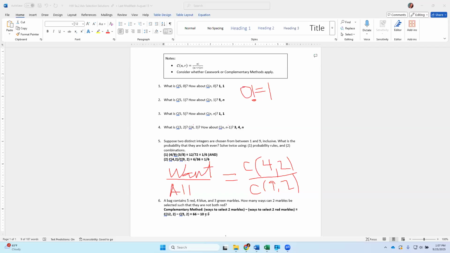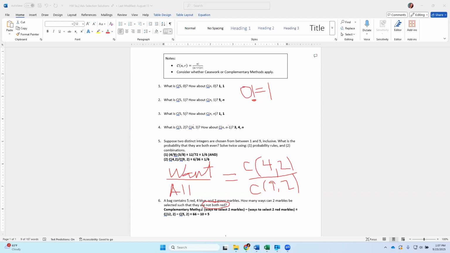And then finally, we've got this bag of marbles. We have 5 plus 4 plus 3, so we have 12 marbles. We want to know how many ways can two marbles be selected such that they are both not red. That language is a good clue that the complementary method would work better, because otherwise we have to count when they're both blue, both green, one is red and one is green, one is blue and one is green, and all those things. It would take forever to do all those cases.